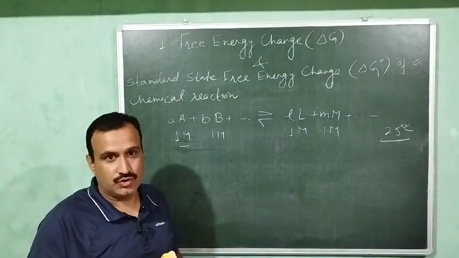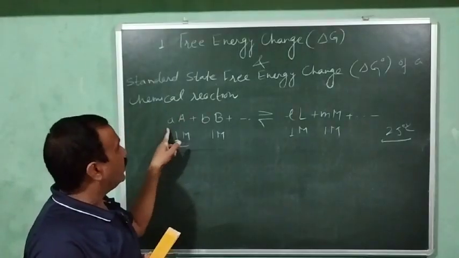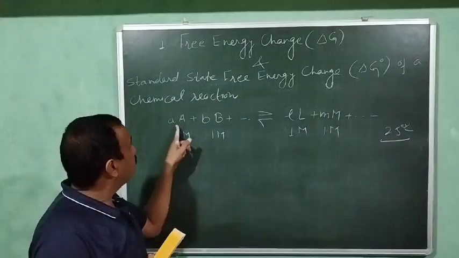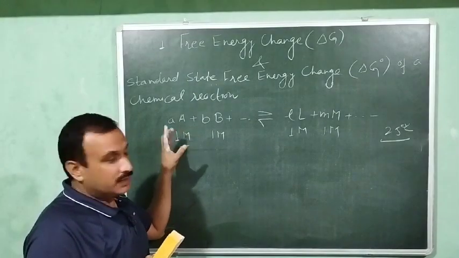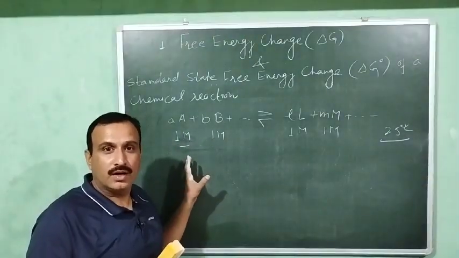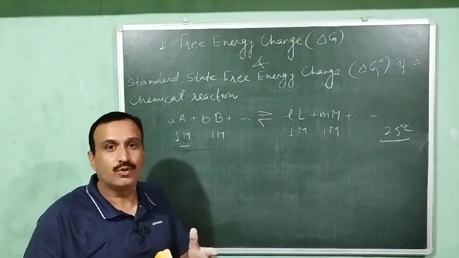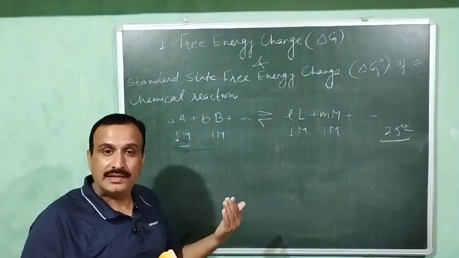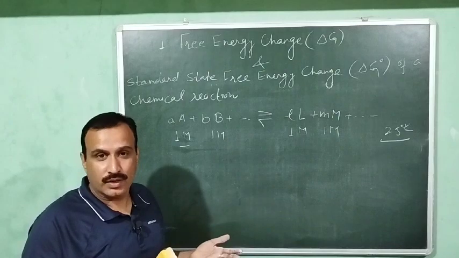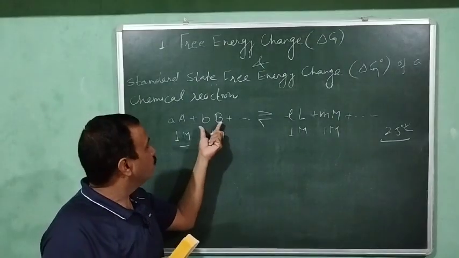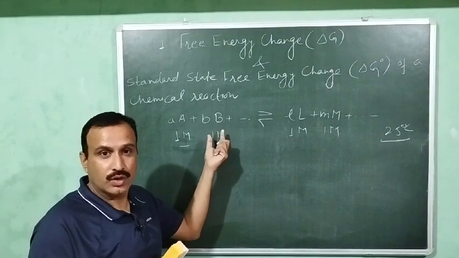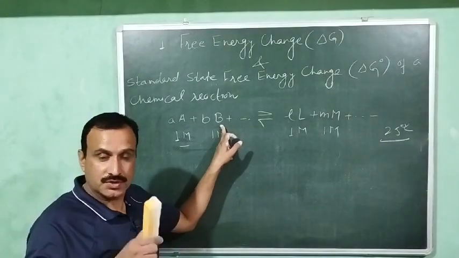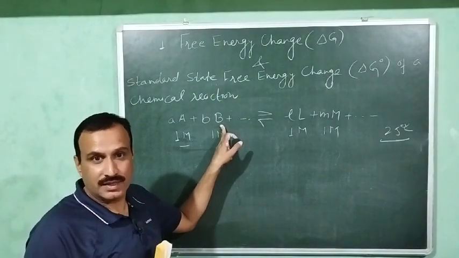And what is standard chemical potential? Standard potential of A will be its free energy per mole when it is present in standard state. ए का स्टैंडर्ड केमिकल पोटेंशियल वो इसकी फ्री एनर्जी पर मोल होगी जब ए स्टैंडर्ड कंडीशन में होगा, जब इसकी कॉन्सेंट्रेशन 1 मोल पर लीटर होगी और टेम्परेचर 25 डिग्री सेल्सियस होगा. लाइकवाइज बी का स्टैंडर्ड केमिकल पोटेंशियल वो इसकी फ्री एनर्जी पर मोल होगी जब ये स्टैंडर्ड कंडीशन में होगा, मतलब इसकी कॉन्सेंट्रेशन 1 मोल पर लीटर होगी और टेम्परेचर 25 डिग्री सेल्सियस होगा.